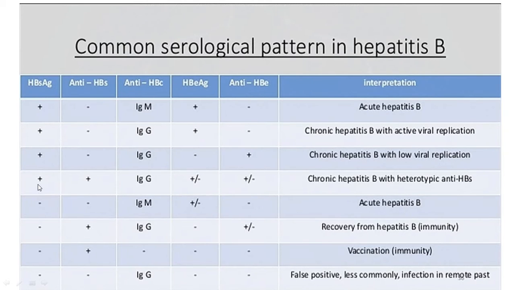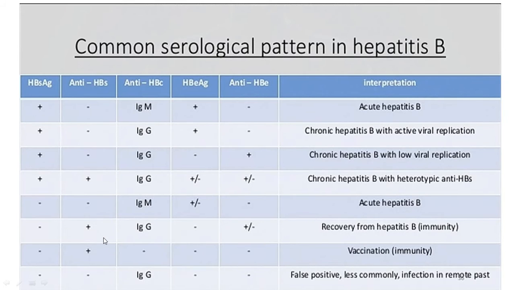Okay. Then HBsAg positive, antibodies are positive, IgG is positive. That means it is chronic. These may be positive or negative. That means heterotypic anti-HBs. Then HBsAg negative, anti-HBs negative, IgM positive. That means it could be acute hepatitis B. The patient has not developed antibodies still.